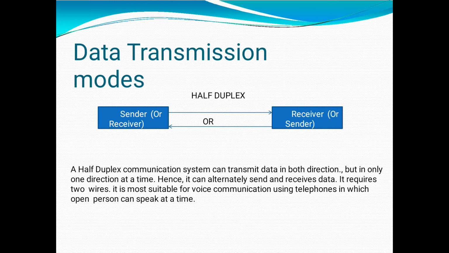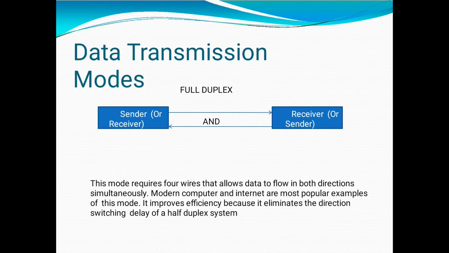The second one is half duplex mode, where we have transmission from the sender to the receiver as well as from the receiver to the sender. This is known as half duplex. The sender can transmit the message as well as the receiver can transmit the message, but both cannot transmit at the same time. Only the sender or the receiver can transmit at a single time. This is known as half duplex.